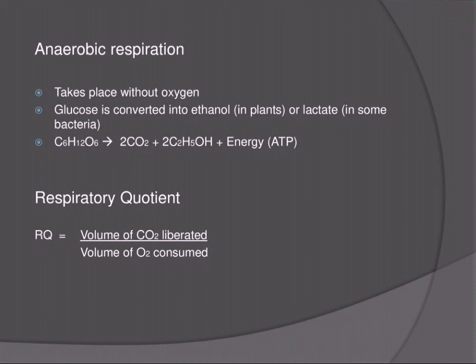Next one is anaerobic respiration. Anaerobic respiration means without oxygen. So this respiration takes place without oxygen. There are times when plants won't get oxygen. At that time, anaerobic respiration takes place. Glucose is converted into ethanol in anaerobic respiration in plants, whereas in some bacteria it gets converted into lactate.